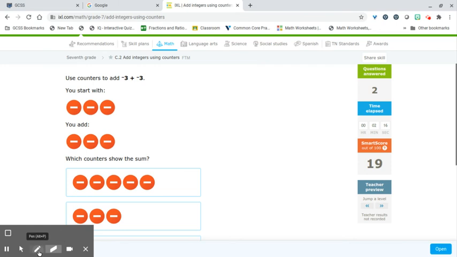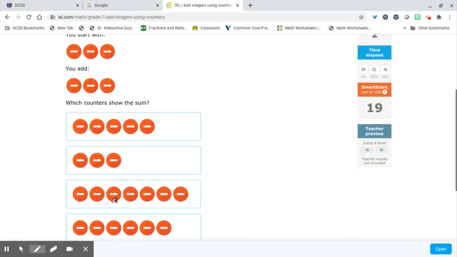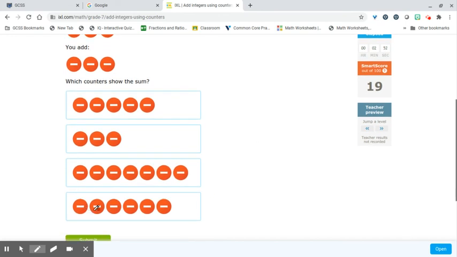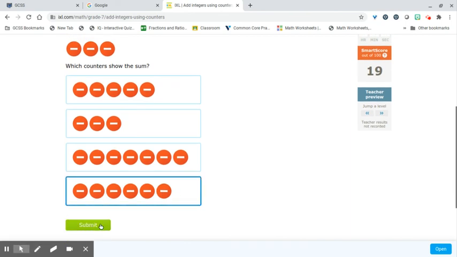All right, let's look at this one. -3 plus -3. Using your additive inverse, is there a positive we could cross off? I don't see one. So now we're looking at 3 negatives plus 3 more negatives. So we have 1, 2, 3, then 4, 5, 6. So we have to find the one that has 6 in it. 1, 2, 3, 4, 5, 6, 7. That wouldn't be it. 1, 2, 3, 4, 5, 6. There's our answer. Good job.